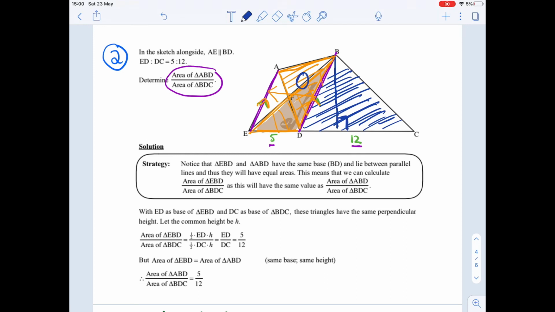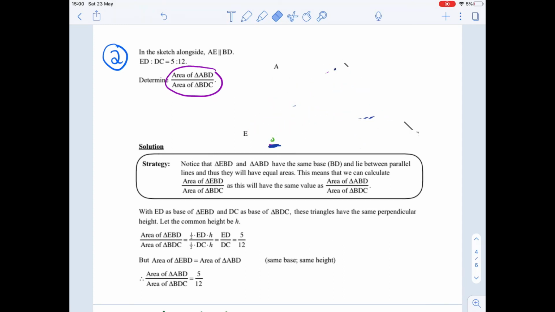So let's go through it again. We had to prove what the relationship is between this one and this one. There wasn't a direct relationship, but these two orange ones were equal because they lie between the same parallel lines. And then in turn, these two have the same height and we have the sides in proportion 5:12. Therefore, we can link to what we're looking for, that triangle over that triangle. So that's how we went about doing it.